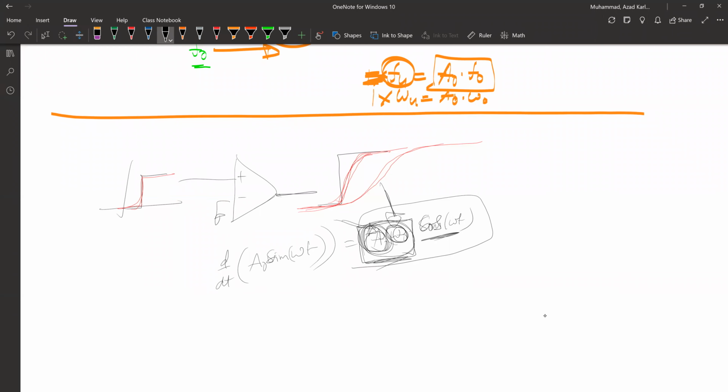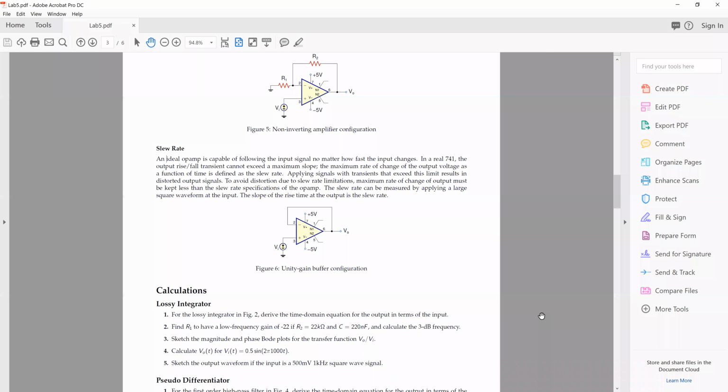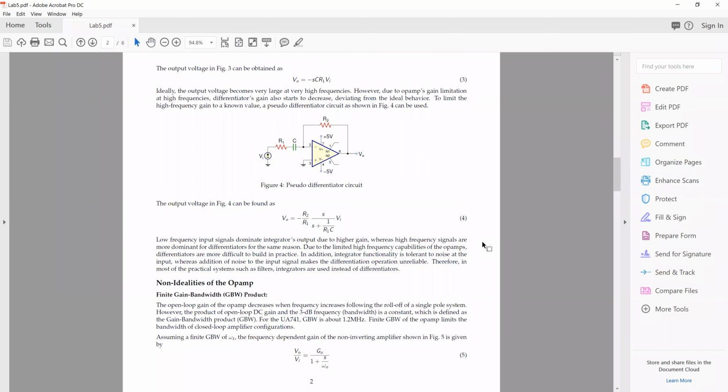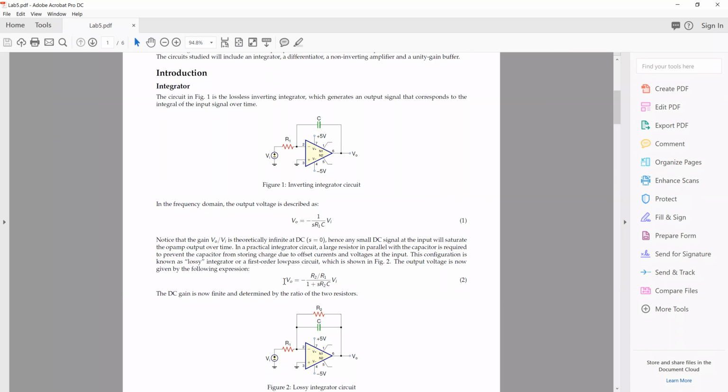All right, now let's see what you have to do in lab 5. For the first question, for the lossy integrator, derive the time domain equation for the output in terms of the input. If you see the lossy integrator, this is what we have. This is in the Laplace domain, and it's asking you for the output in the time domain. Remember that all of this is in the Laplace domain, not in the time domain.